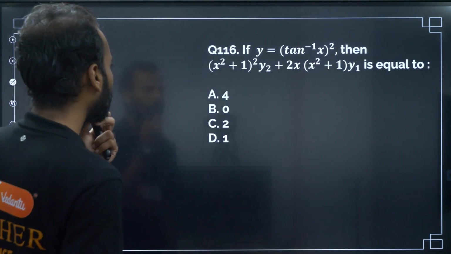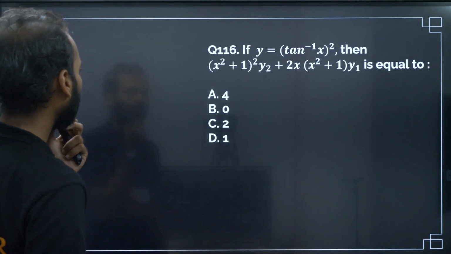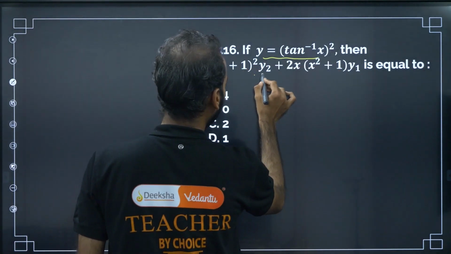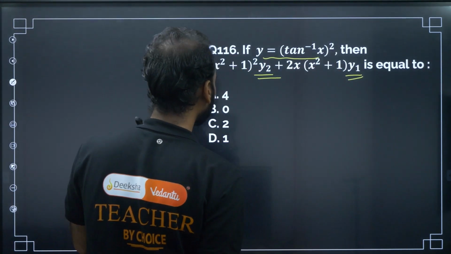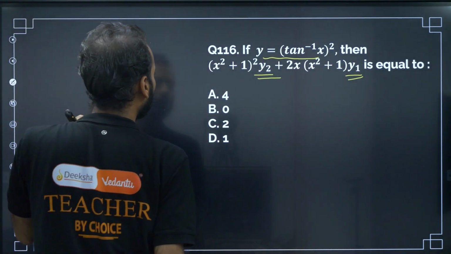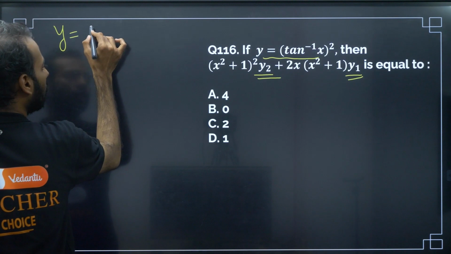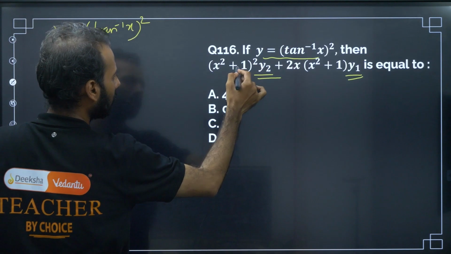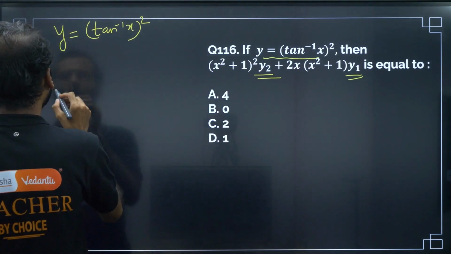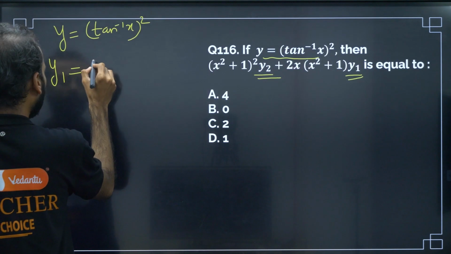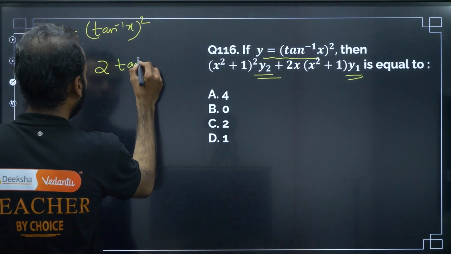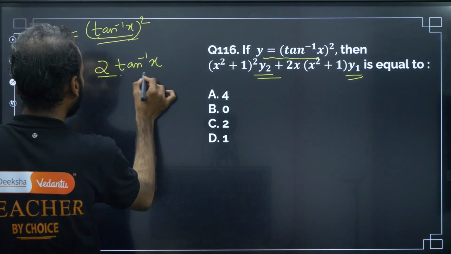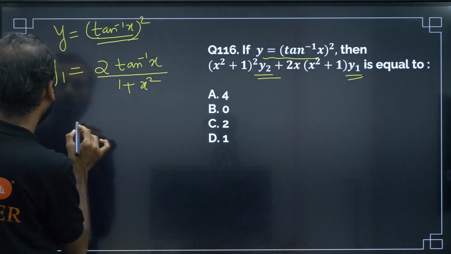y is equal to tan inverse x whole square, plus x square plus 1. One function they have given, and what are they asking? They are talking about y2, y1. Go for differentiation, simple question only, easy question only. Y is equal to, let me write that, tan inverse x whole square. Go for y1, differentiate with respect to x on both sides. y1 is equal to 2 tan inverse x. See here, square function I have differentiated. Now I will differentiate tan inverse x. So I will get 1 by 1 plus x square.